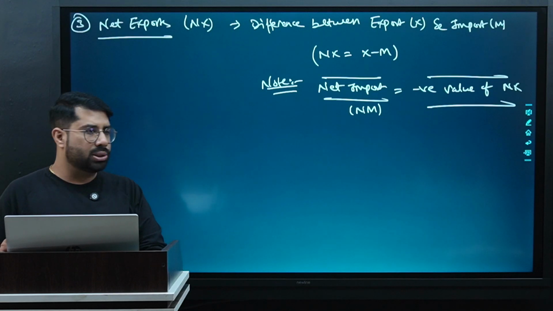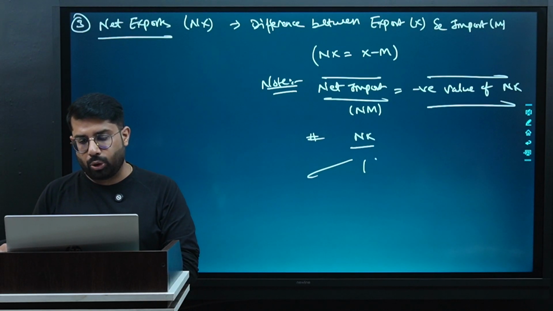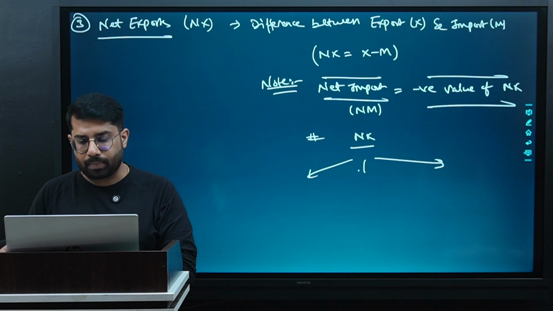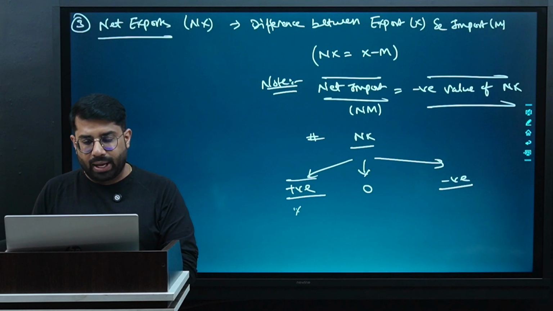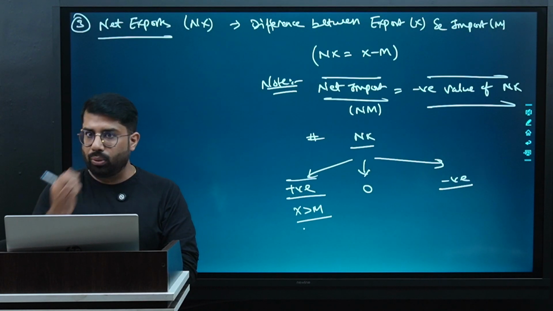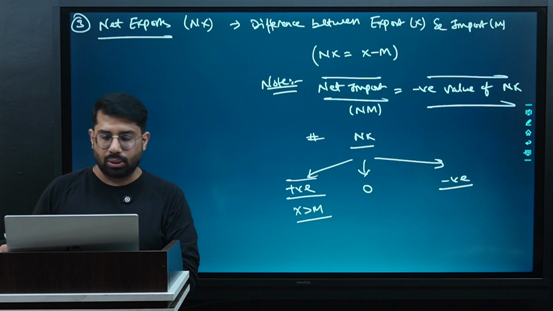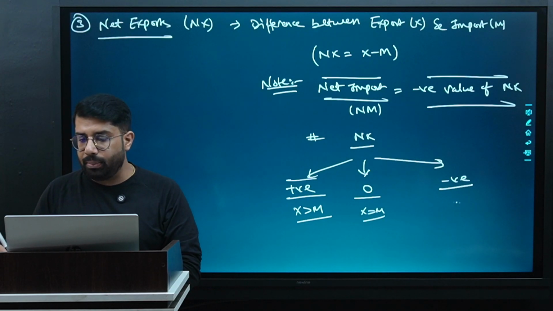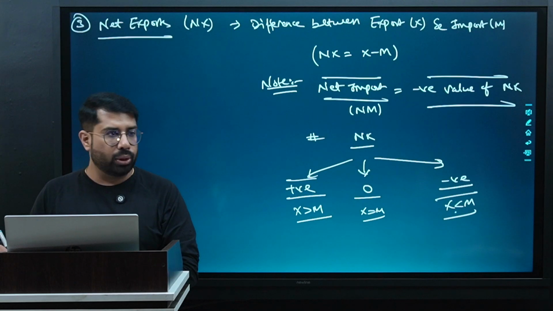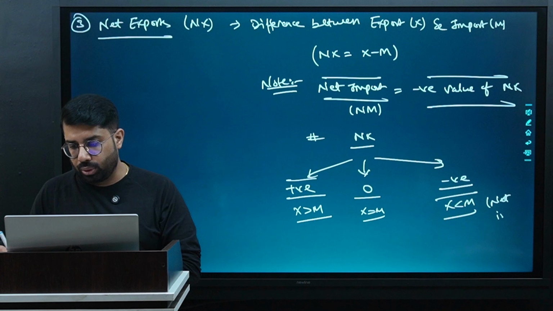One more way I can use to explain it to you. Talking about net export, there could be three possible values of net export: positive value, zero, and negative value. Positive value means exports are more than imports, then only NX will be positive. Zero means export and import are equal. And negative will be when export is less than import. It means imports are more than exports. This can also be known as net import.